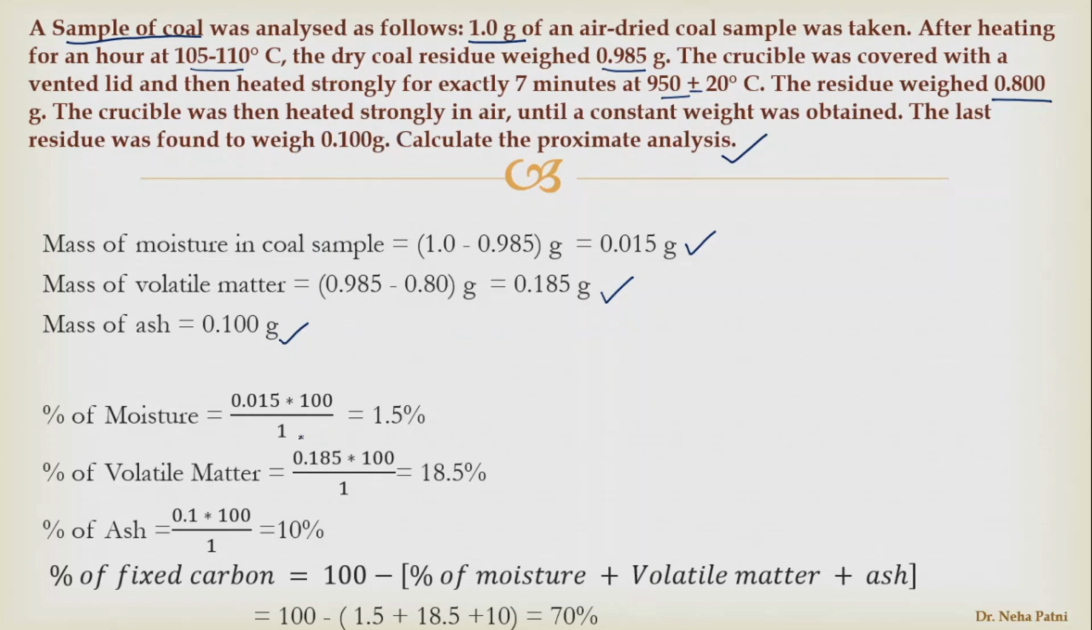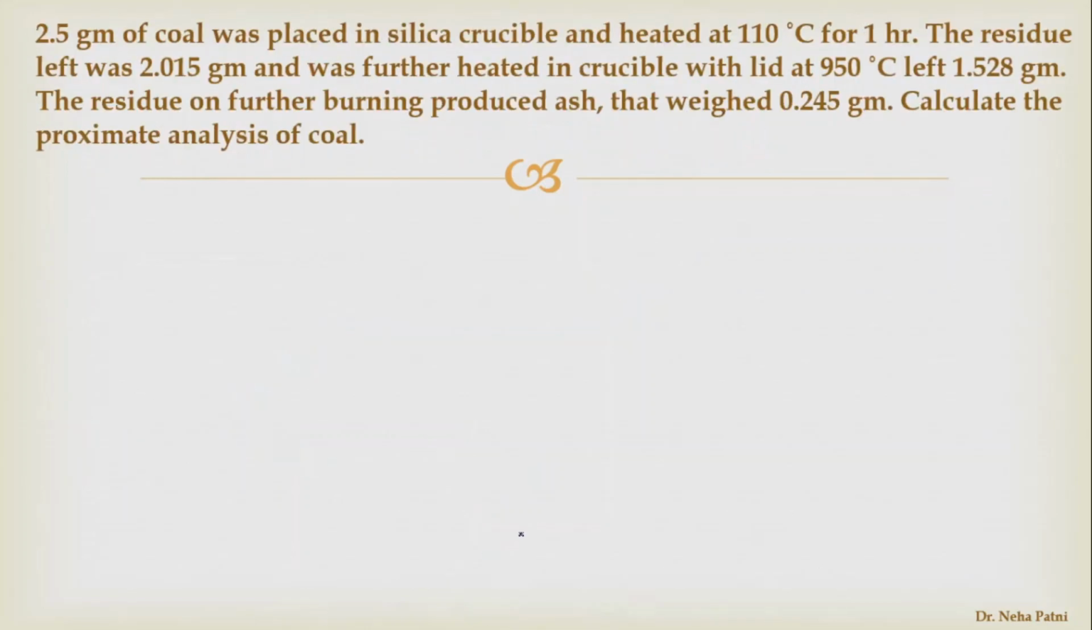Now you have to apply the simple formula: loss in weight divided by sample weight, into 100. So this is your sample weight. I hope you can see from the question that it is 1 gram only. Right here it is written. So the sample weight is 1 gram, and then this is the loss in weight which we have calculated. So find out the percentages, and at the end, to find out the fixed carbon, you need to add them all and subtract it from 100. So that's quite easy.